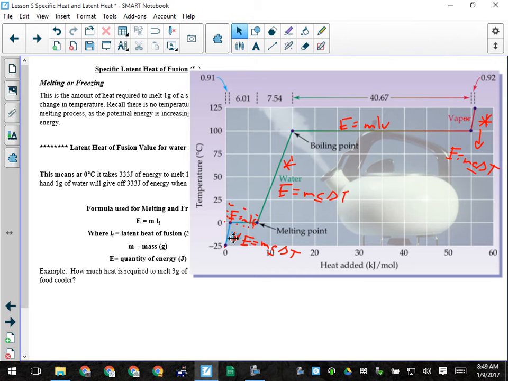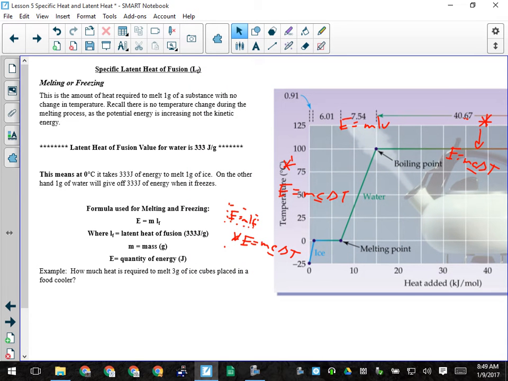Now, with the MLF and MLV, if we're dealing with any state change that involves melting or freezing, so going from solid to liquid or from liquid to solid, the amount of energy needed, or the amount of energy given off if we're talking about freezing, can be calculated by E equals MLF, where M is the mass in grams, and LF is the latent heat of fusion of water. The latent heat of fusion of water is 333 joules per gram. That number will be on your exam. It will be on your final exam formula sheet. I know that because I printed them over the holiday. I made sure they're all on there.